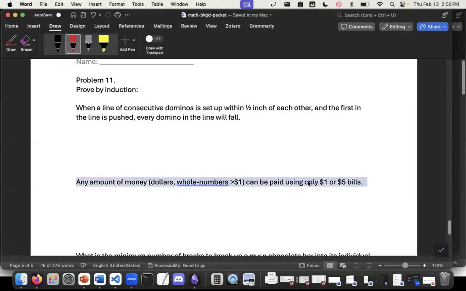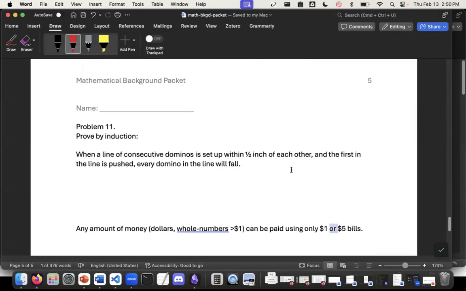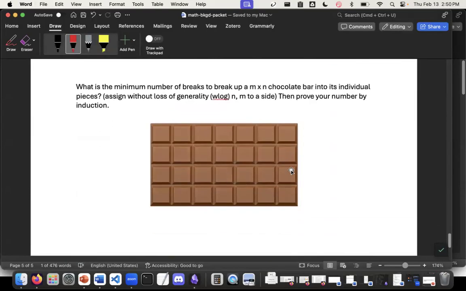Technically, the second one on problem 11 should be only $1 or $5 bills, because you are probably not able to get some numbers by $1 and $5 bills. Anyway, small correction. It may change the meaning of the problem.